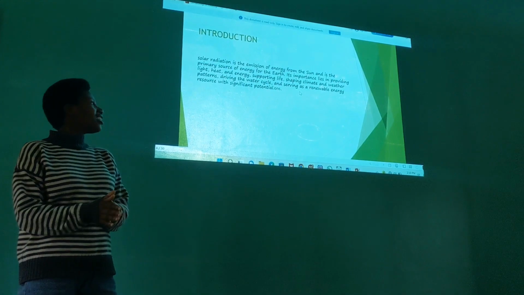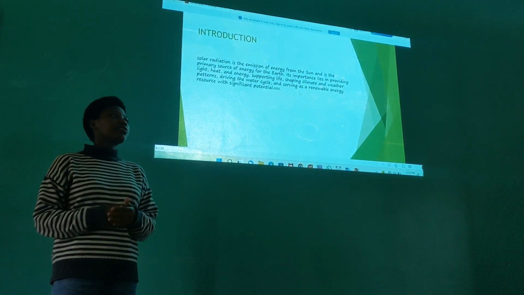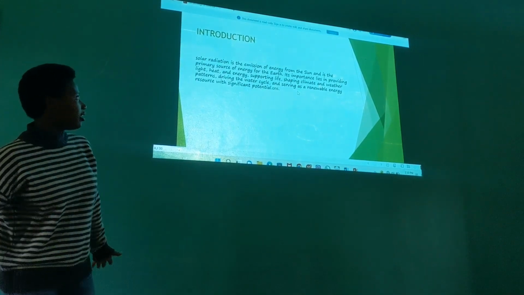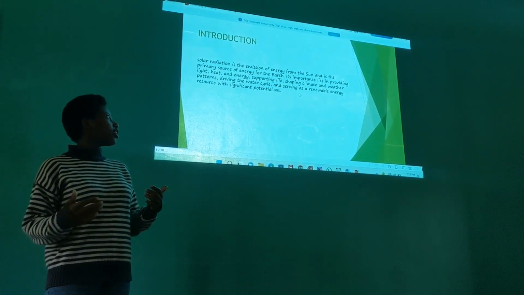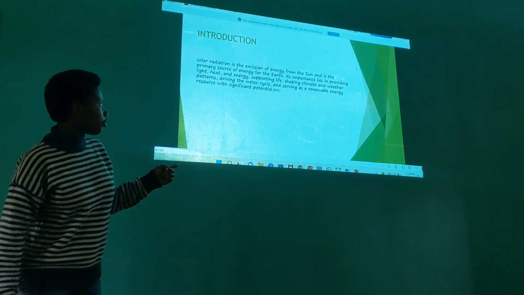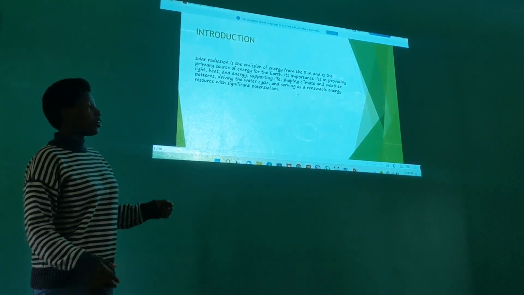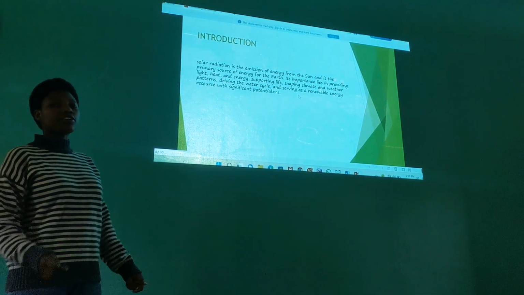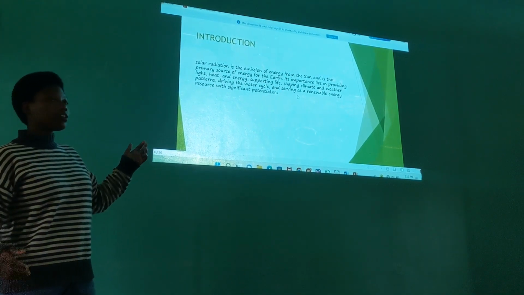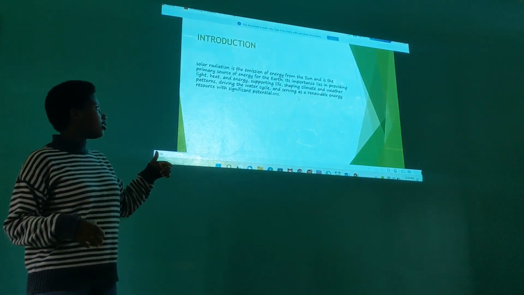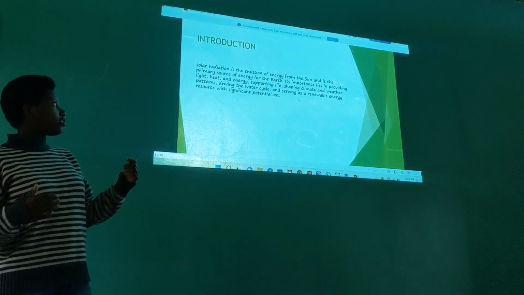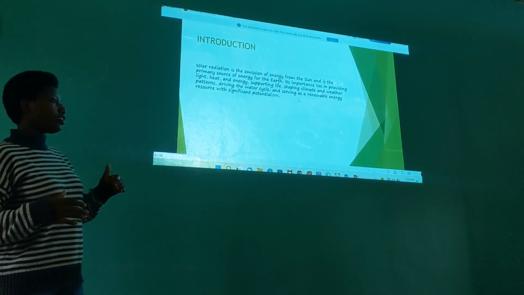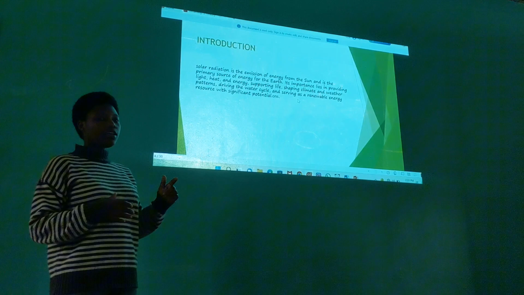Solar radiation is the emission of energy from the sun, and it is the primary source of energy for the earth. This energy plays an important role in our daily life, and it is the primary energy for our work on the earth.